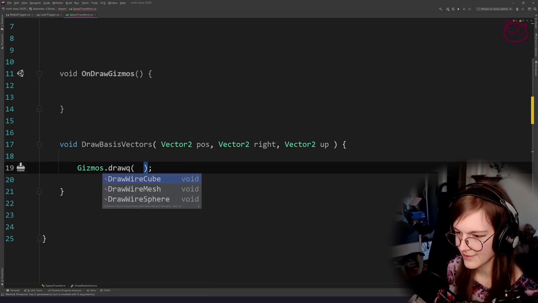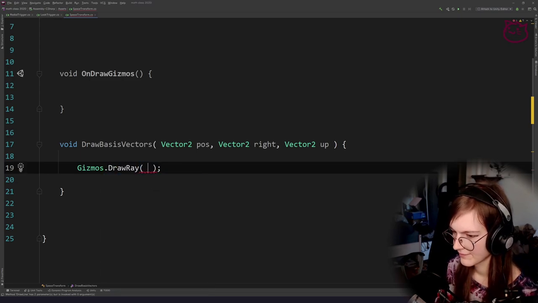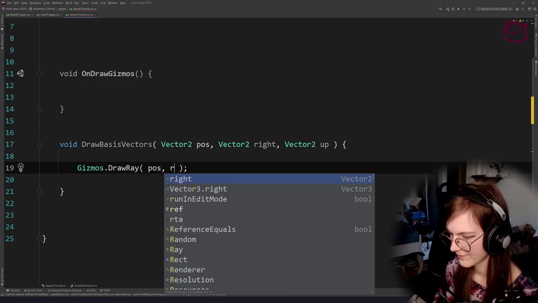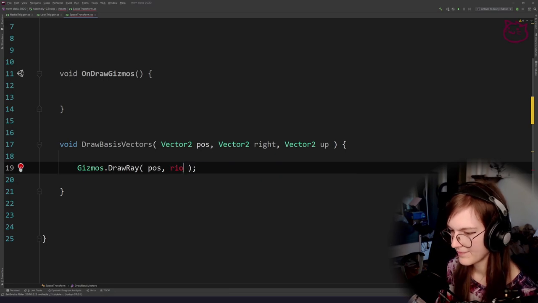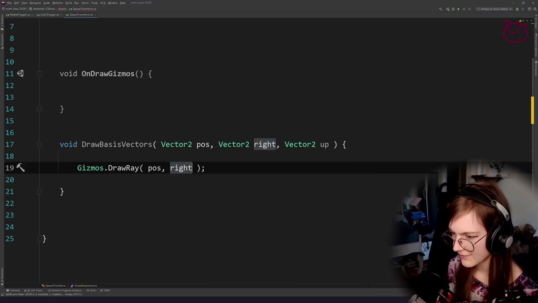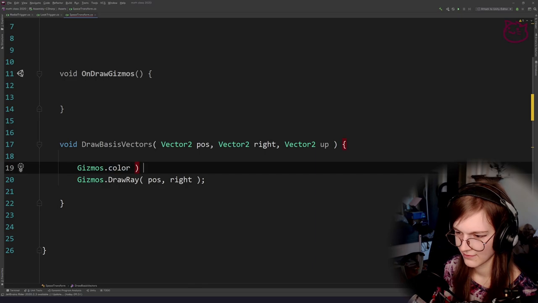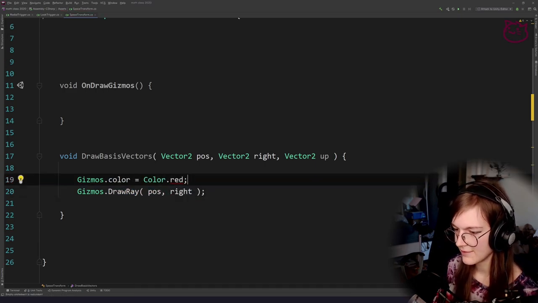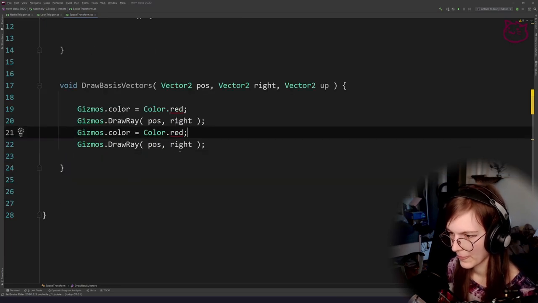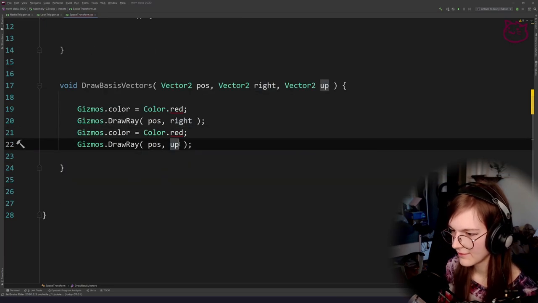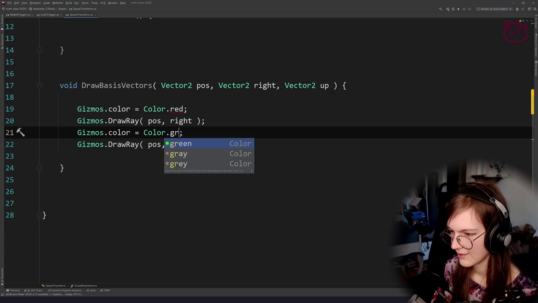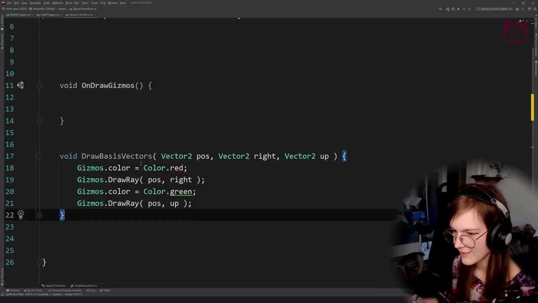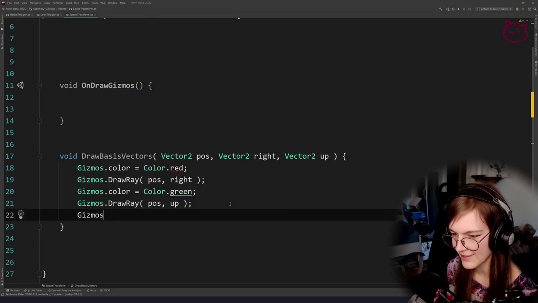Let's use draw ray this time. Position. Right. Color it up red. Up. Green. Now I have a very simple function just to draw the basis vectors of something. We might want to reset the color afterwards.